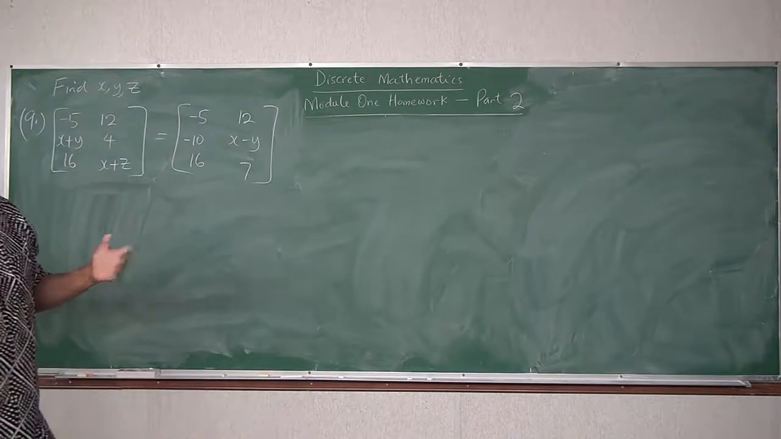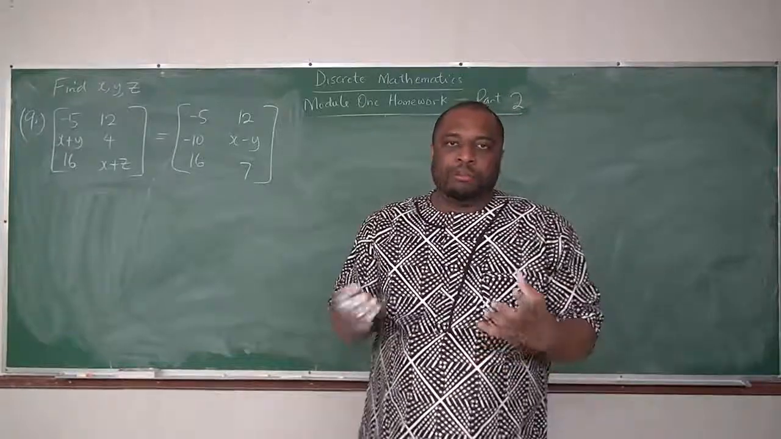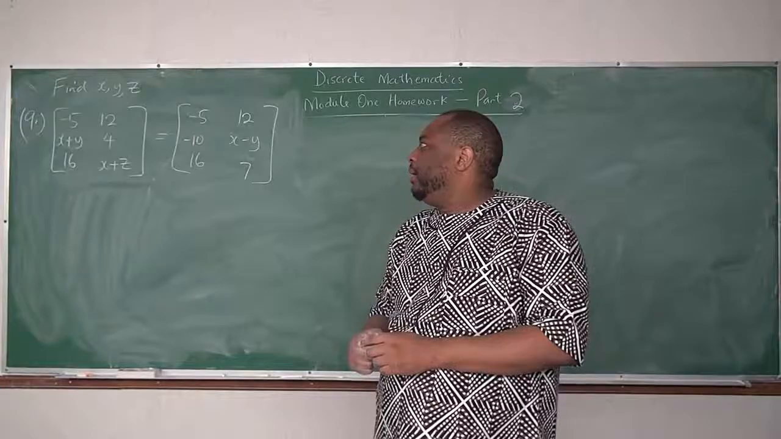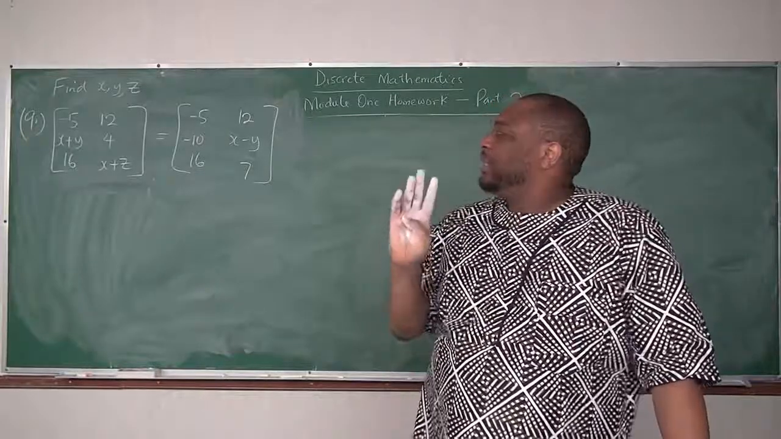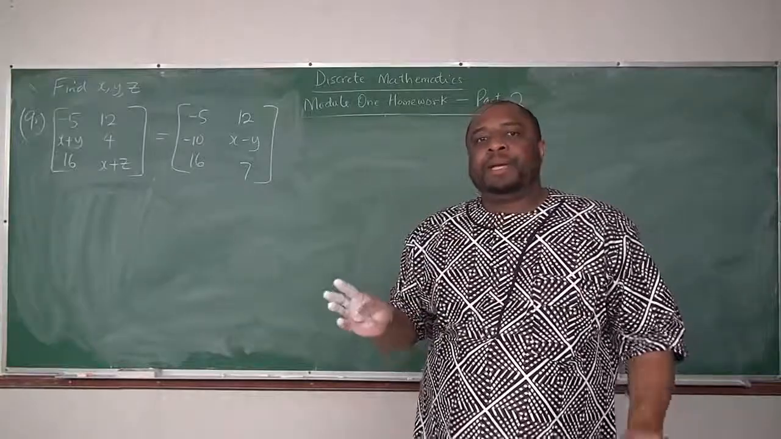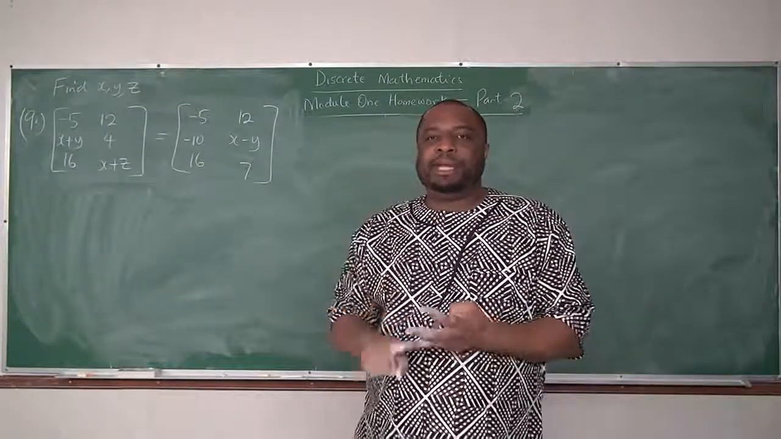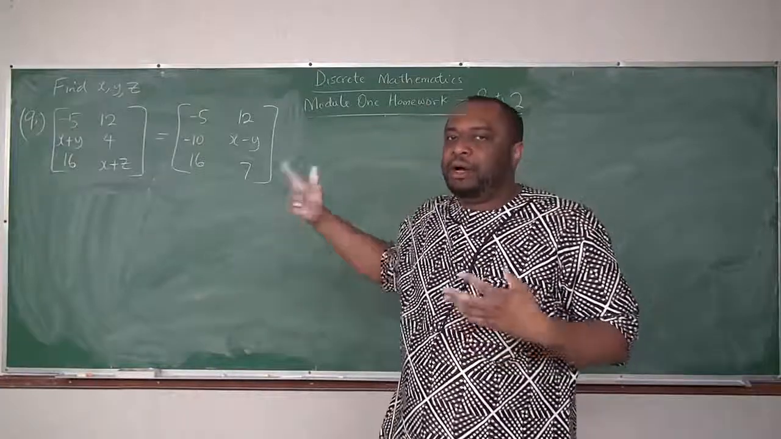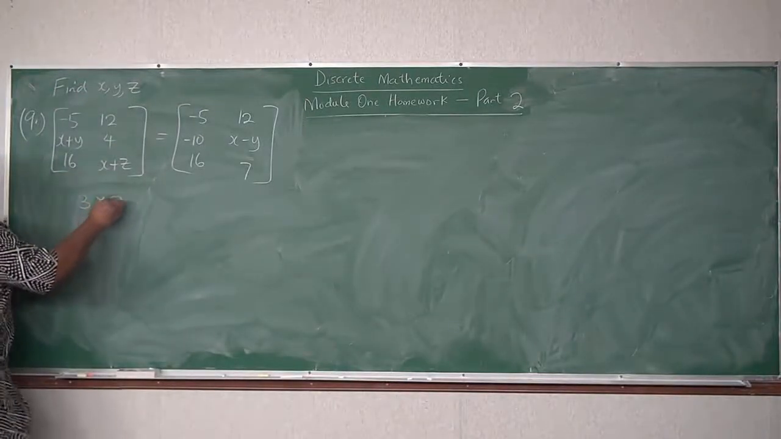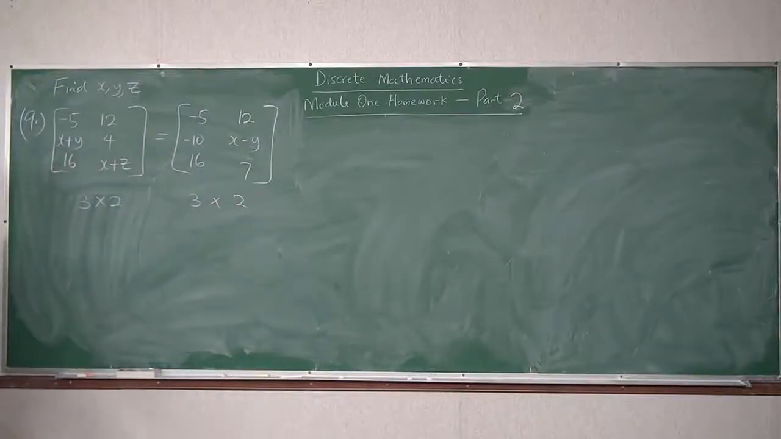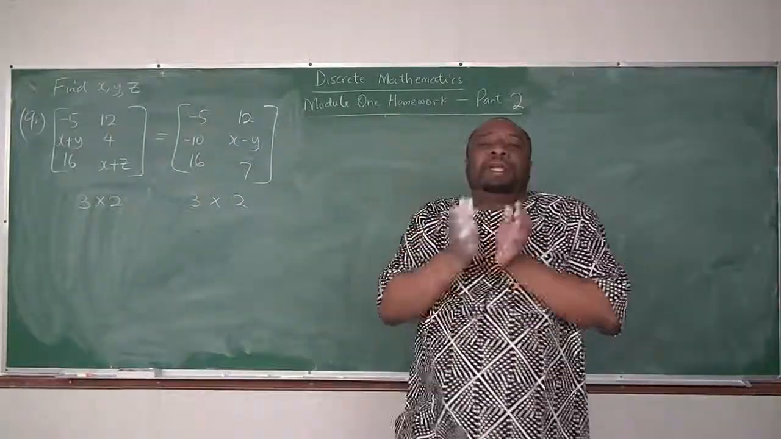Okay, so this is what we call equality of matrices. You can check my notes and videos on matrices. For equality of matrices, there are conditions that must be satisfied. The size must be the same. We call it size or order or dimension of a matrix. So what is the order of this matrix? This is 3 rows and 2 columns. This is 3 by 2 and this is 3 by 2. So the sizes must be the same. They are 3 by 2 matrices. Then the corresponding elements must be the same.